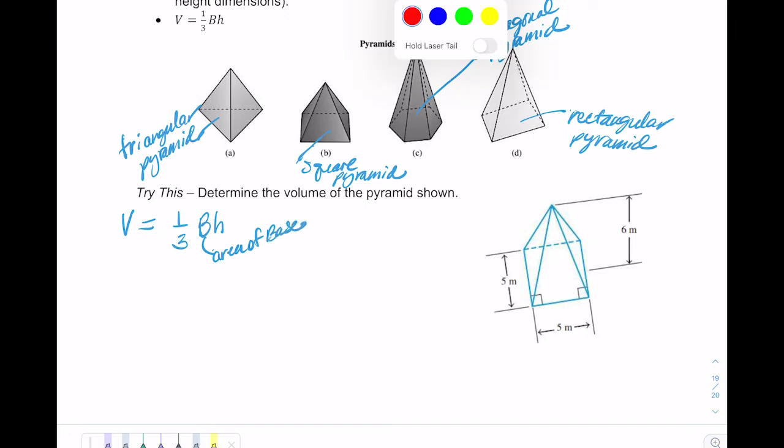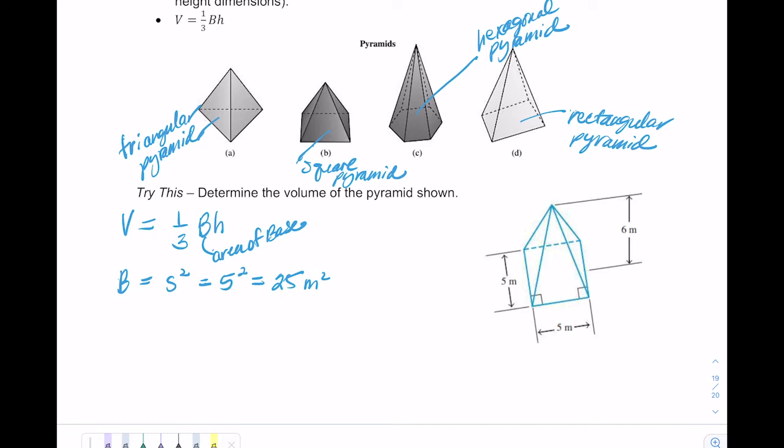So my base here is a square. Okay, how do I find the area of a square? If you'll remember, the formula is side squared. You can also use length times width. You'll still get the same answer. But since all the sides are the same, we just take the side and square it. So remember, 5 squared is 5 times 5, or 25. So the area of the base is 25 meters squared.